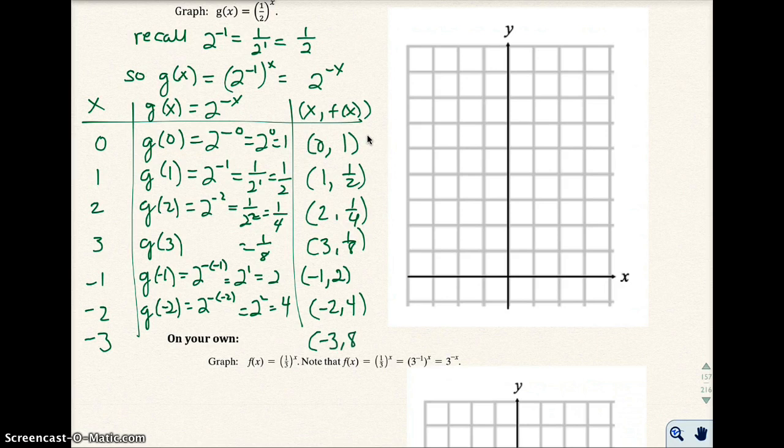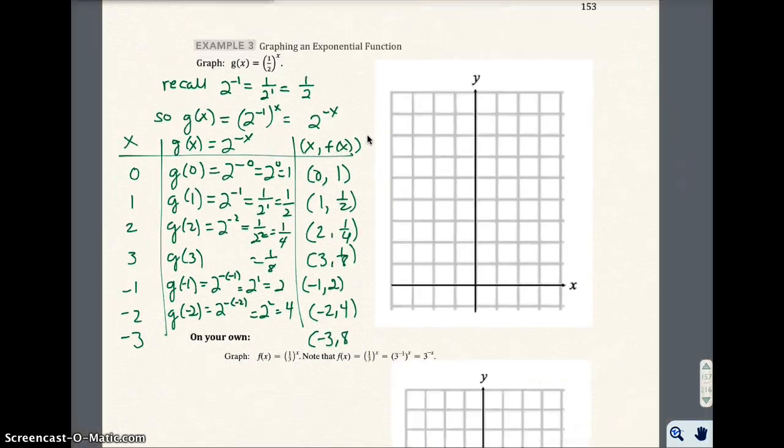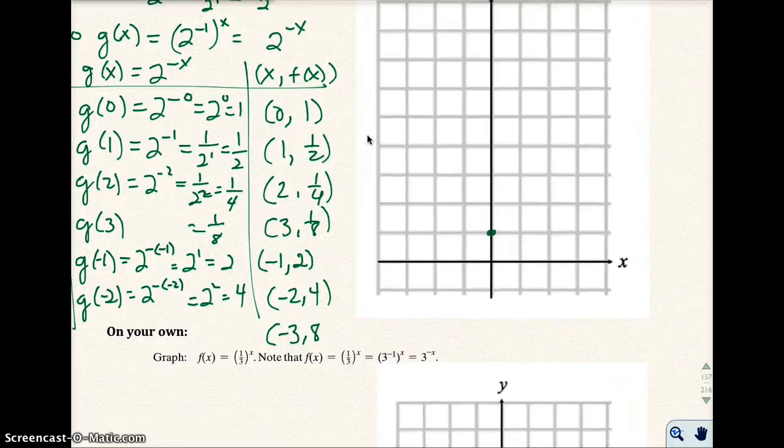Okay, so let's go ahead and plot these points. I get 0, 1, 1 and a half, 2 and a fourth, 3 and 1/8. So I can get smaller this way. Negative 1, 2, negative 2, 4, negative 3, 8. Let me redraw that.